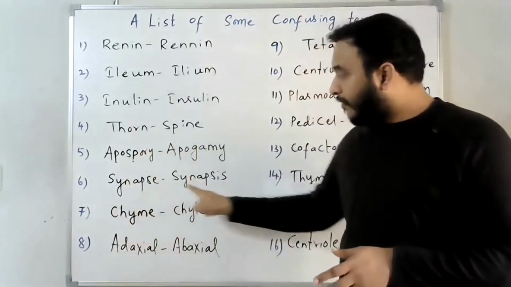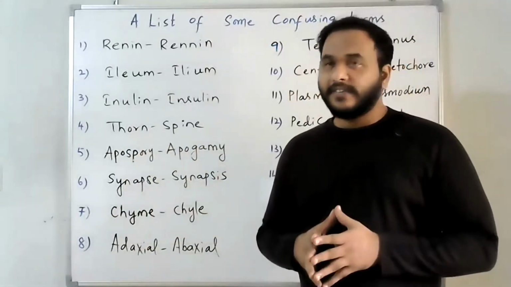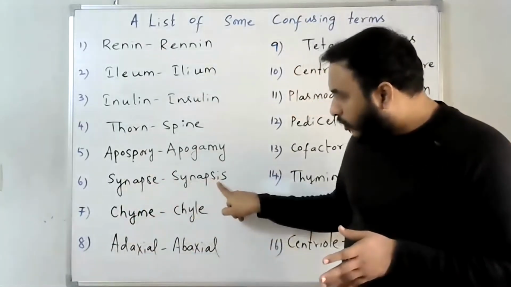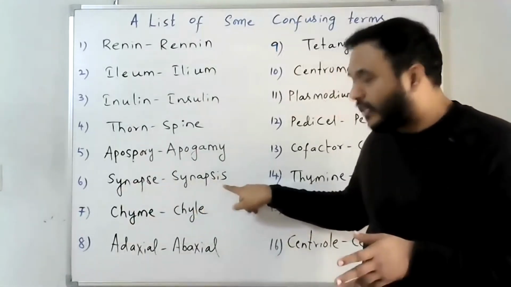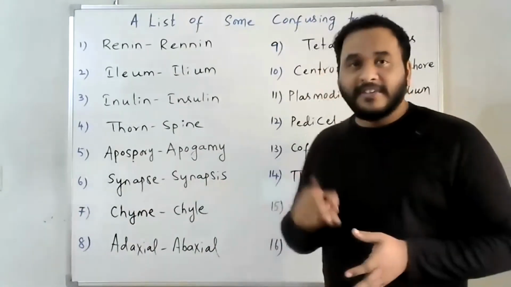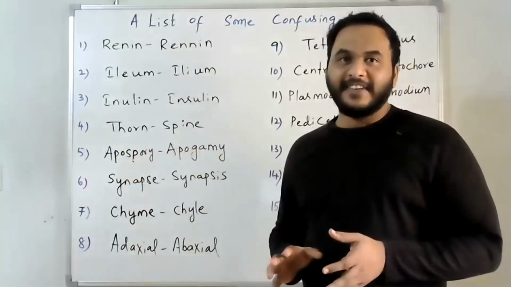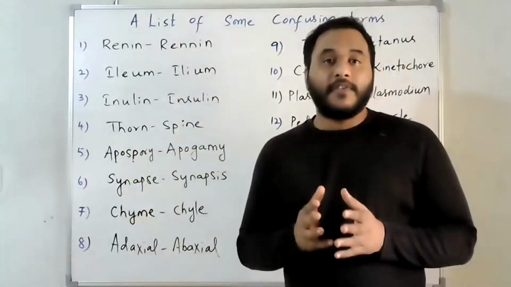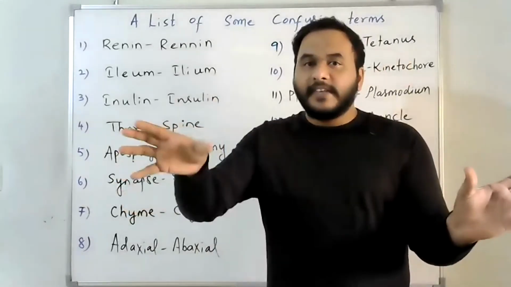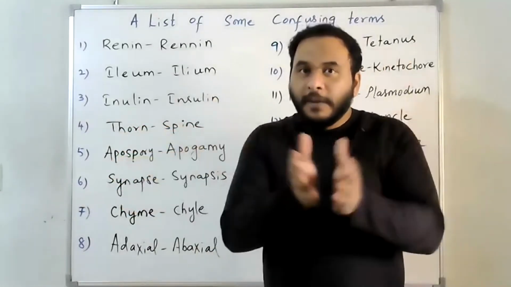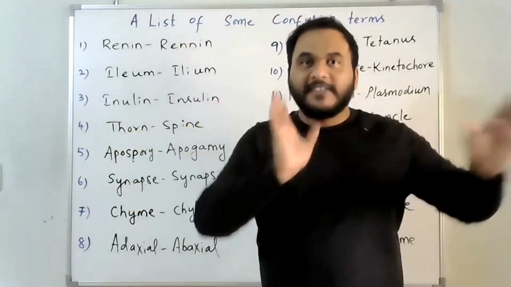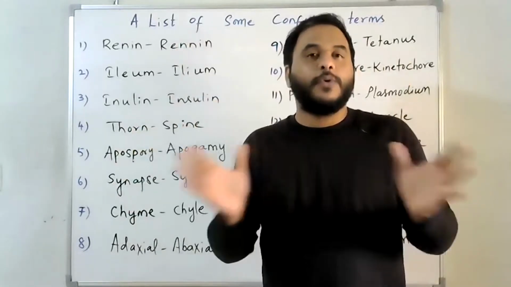Coming to synapse and synapsis. It's very interesting. Synapse, S-Y-N-A-P-S-E. Here you observe S-Y-N-A-P-S-I-S. There is a lot of difference. Many students will think that synapsis is the plural form of synapse. That's not correct. Synapse is a functional space between two neurons. Presynaptic neuron, postsynaptic neuron. Because of the synapse, the two neurons are called presynaptic and postsynaptic, because the synapse is a space between two neurons.